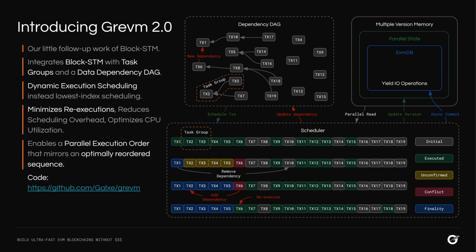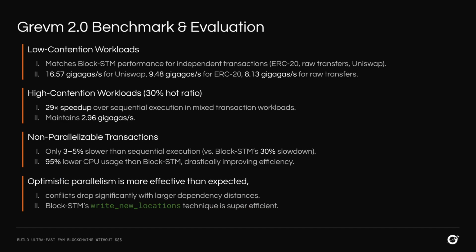So what task group does is, in the DAG, it merges those nodes that have tight dependencies into one task group. Then when we dispatch those transactions, we dispatch them as a group. The transactions within the group won't be executed in parallel, but sequentially, so that the latter transaction can correctly read the data that was written by the previous transactions. This effectively reduces the re-execution overhead.